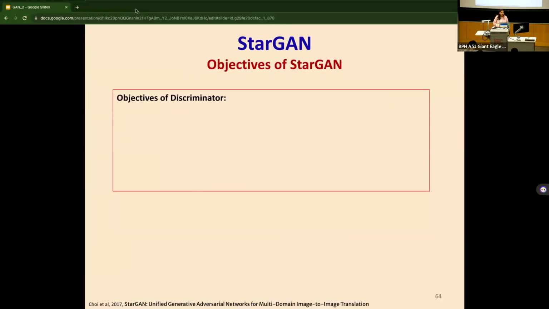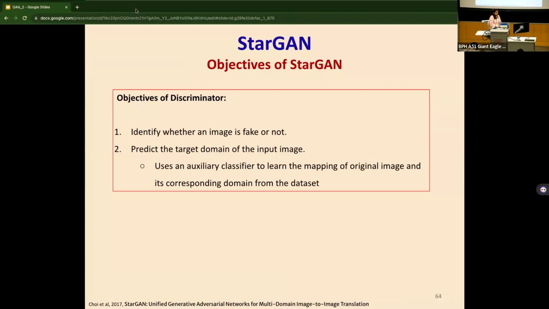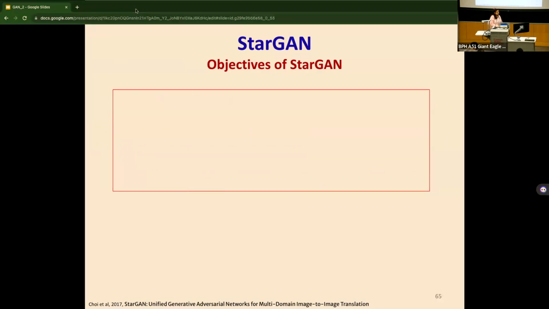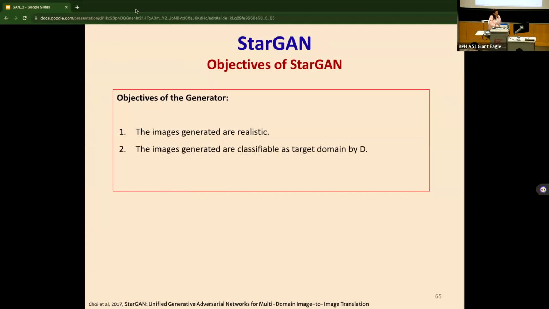So what are the objectives of StarGAN? Again, as we discussed, the discriminator will tell you whether the image is fake or not, and also predict the target domain of the input image. This uses the auxiliary classifier to learn the mapping of the original image and its corresponding domain label from the dataset. As for the generator, it has to generate realistic images, and ensure that the generated images are classifiable as the target domain by D.